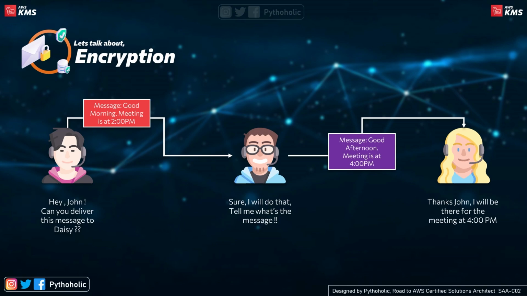And John, being unfaithful, the person he is, he delivers the message as, "Hey Daisy, the message that you have received is, 'Good morning, the meeting is at 4 p.m.'" And this is what Daisy received. And because of which, she actually missed the meeting. So what did we learn here? When it comes to your data, never trust anyone.